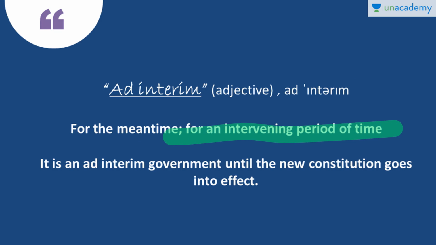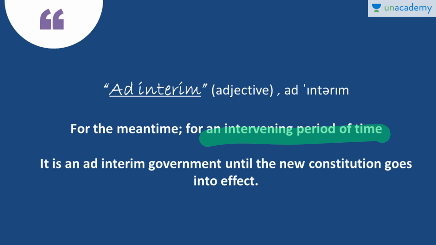Now what is this, for the meantime or for an intervening period of time? Like let's say some decision is to be finalized. Now this is a time when the judge has said that yes, the decision will be taken by Sunday. Now till Sunday you'll have to wait. Now the time period from today to Sunday, because the decision is going to be taken on Sunday, that will be considered as the meantime or intervening period of time. So whenever there is a time gap between something, that is actually the meantime, that is actually the intervening period of time.